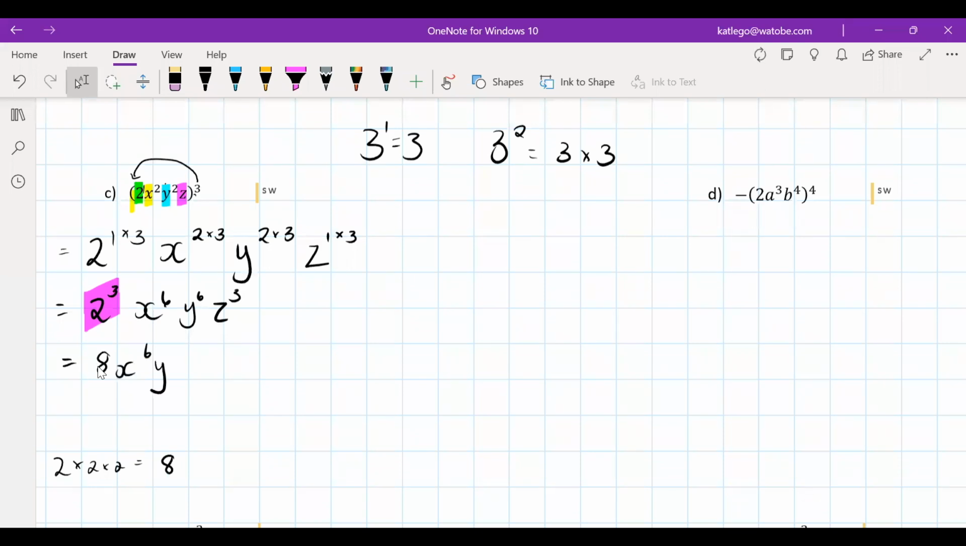x to the exponent of 6, y, 6, z, 3. Incredible. I see you in the chat as well. Thank you so much for doing this with me. You are awesome. Okay. Someone asked to do number D.